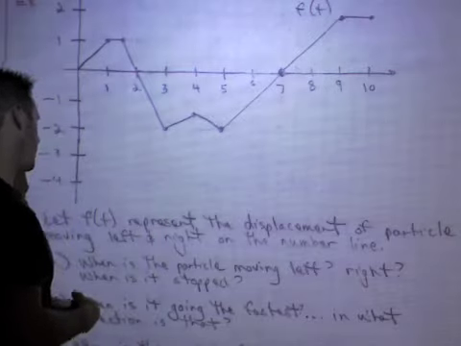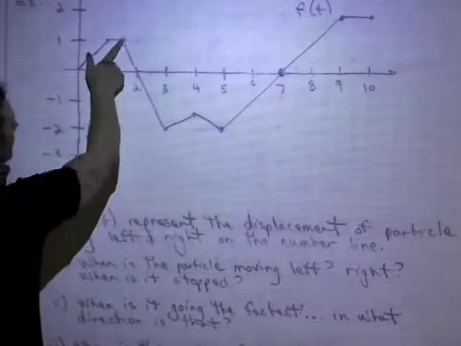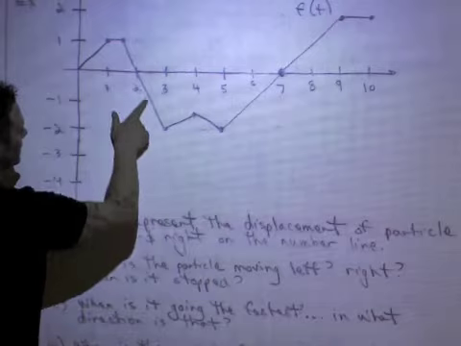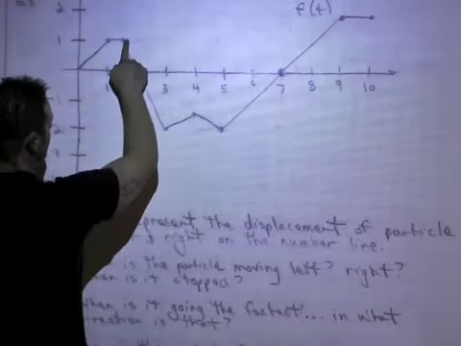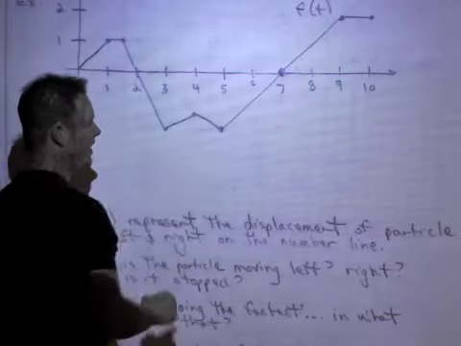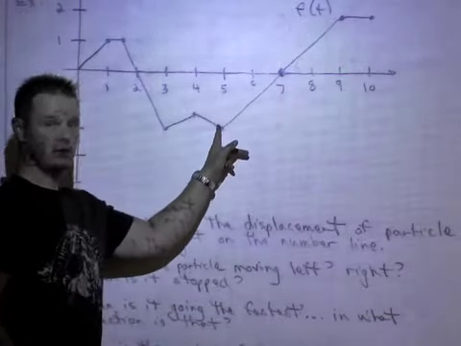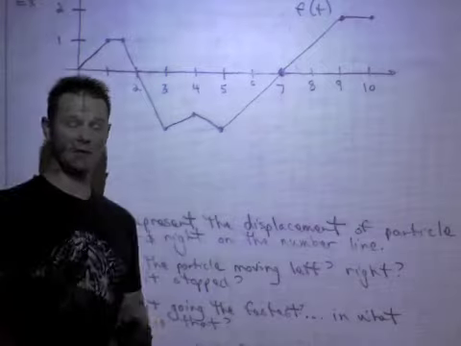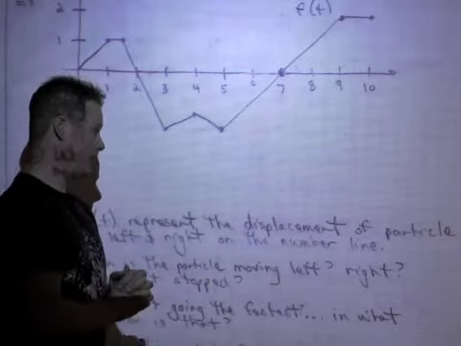So places where we would be moving left are right here, in this particular section, between 1.5 and 3. In this particular section, between 4 and 5, we have a negative slope, and that's it. So those are the places where the particle would be moving left.